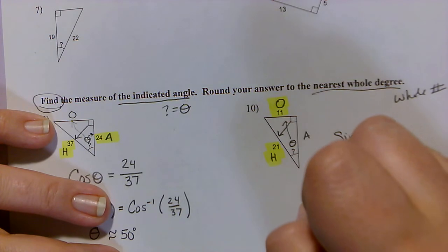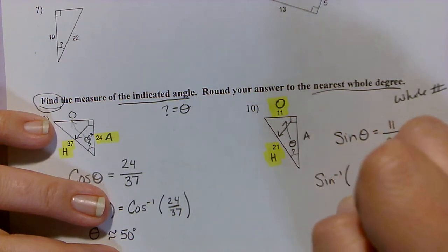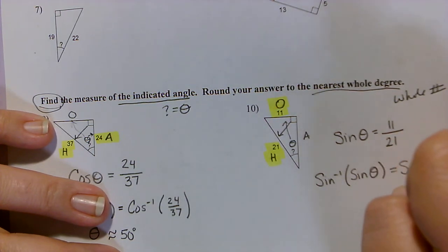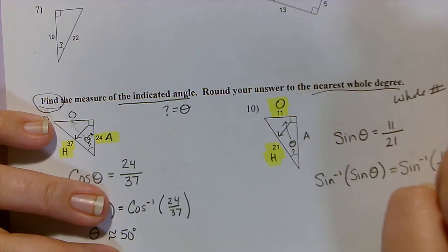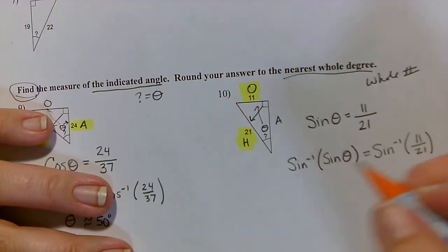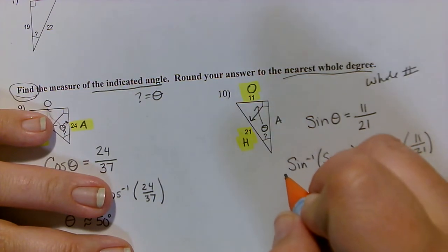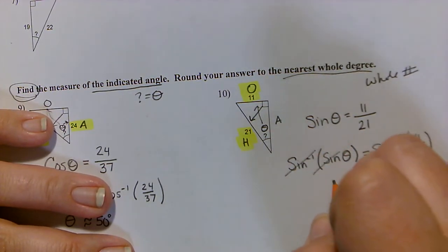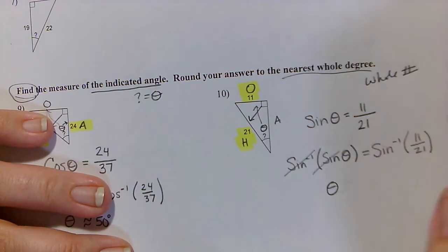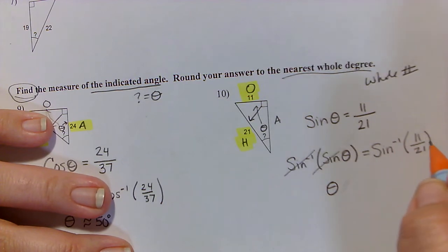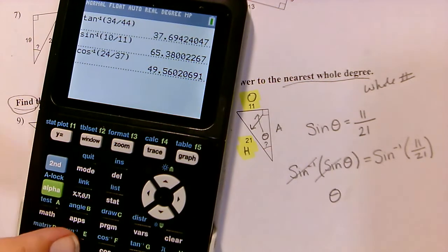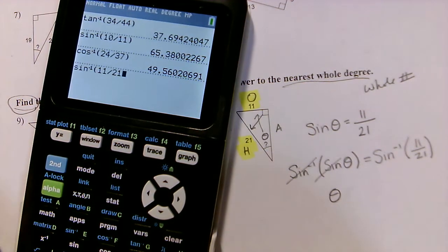To solve for theta, I need to do the inverse sine on both sides of my equation. So that's like the same as subtracting 2 from both sides. You're doing the inverse on both sides. This sine inverse canceled out with this sine. I'm left with just theta. Actually, I'm probably going to need a squiggly equal sign here. So I'm going to do sine inverse of 11 over 21 in my calculator. I'm going to round to the nearest whole degree. Sine inverse 11 divided by 21.